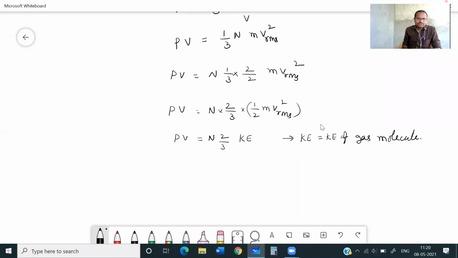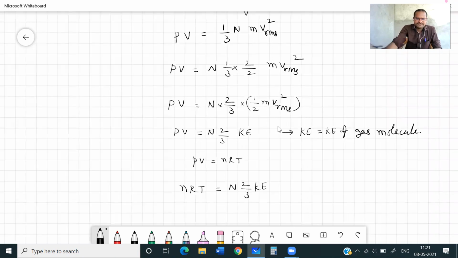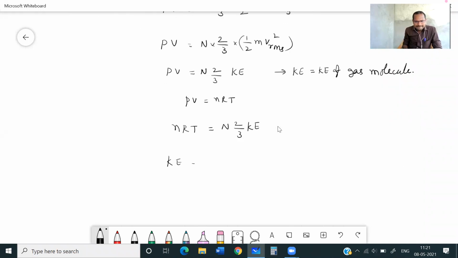As we know, PV is equal to nRT. We can write nRT is equal to small n 2 by 3 Ke. Are you getting? Yes. See here. Still we can write, Ke is equal to 3 by 2 nRT.